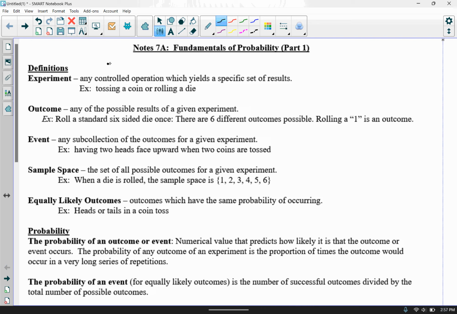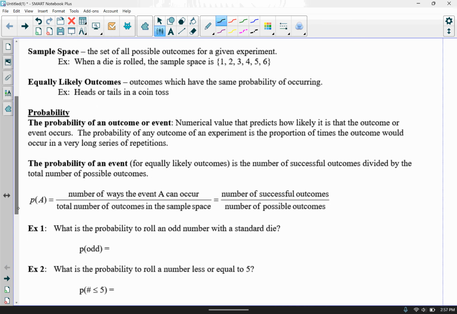Our sample space is the total set of possible outcomes for an experiment. So when we roll a die, we know that we can get the numbers 1 through 6. When we toss a coin, we can get heads or tails, for example. Equally likely outcomes are outcomes that have the exact same likelihood of occurring. So whenever we toss a coin, heads or tails, right? Heads 1 out of 2 times, tails 1 out of 2 times.